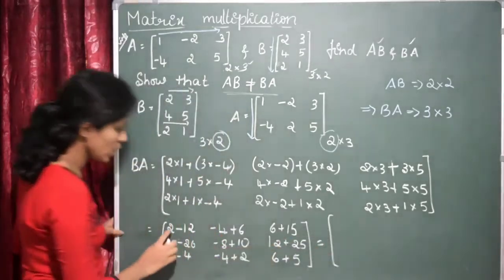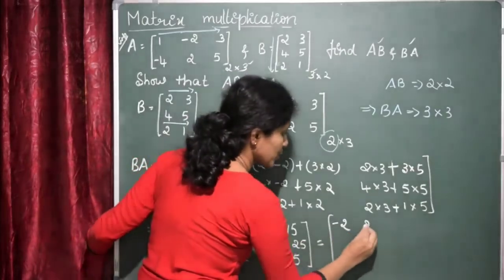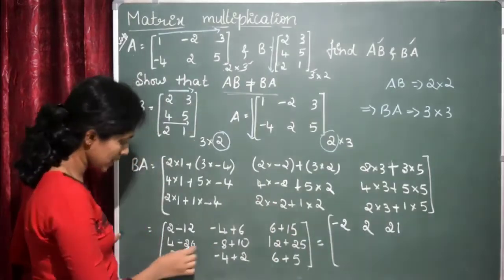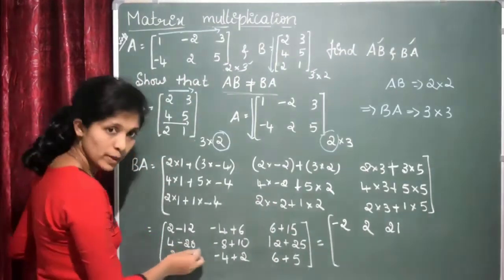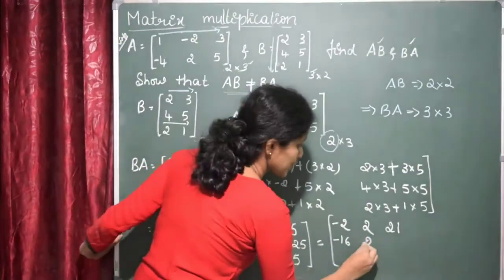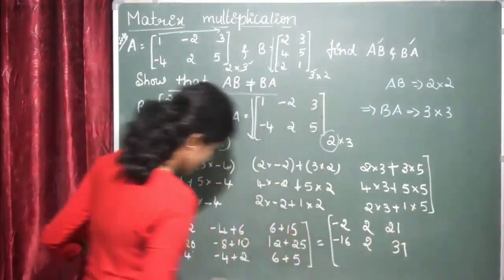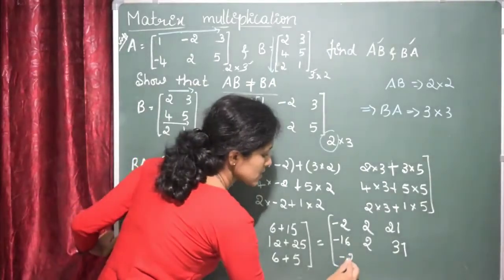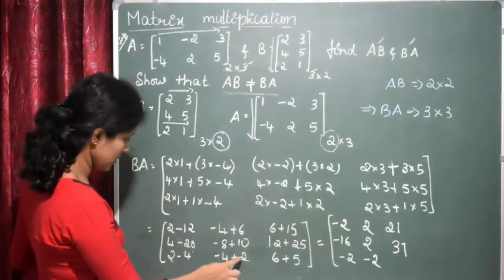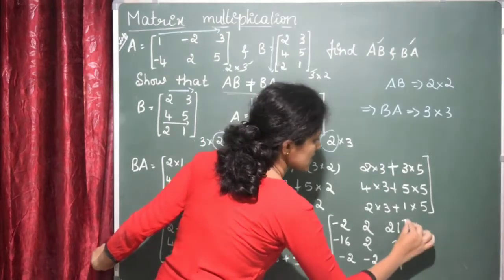So this will be equal to 2 minus 12 is minus 10 and minus 4 plus 6 is 2, and here 6 plus 15 is 21. And this will be 4 minus 20, which is minus 16. So this is minus 8 plus 10 is 2 and this is 12 plus 25 will be 37. So this is now 2 minus 4 is minus 2, and this is minus 4 plus 2 is minus 2, and here 6 plus 5 is 11. So this is the matrix BA.